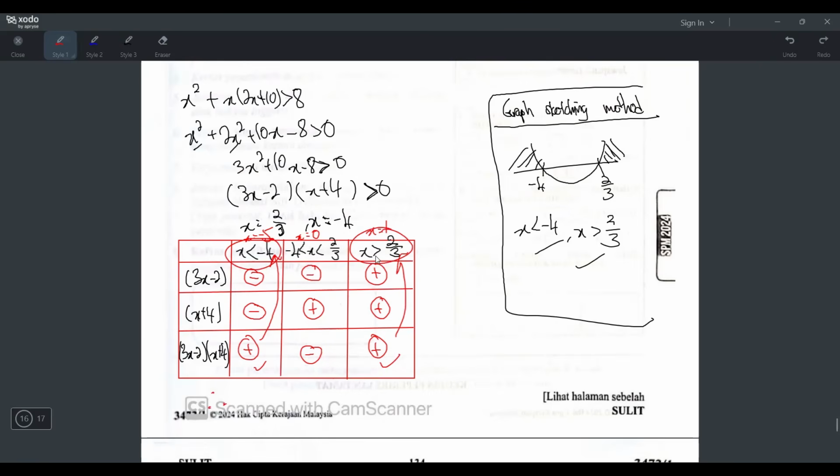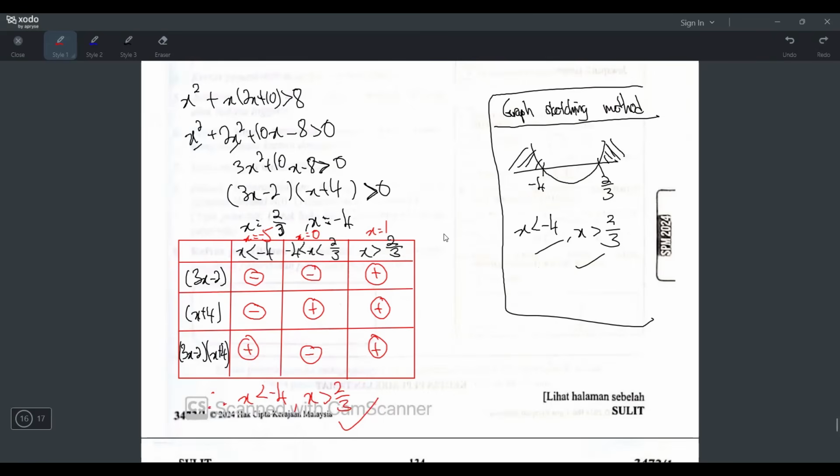You remember at first I wrote all the possible answers here, right? So now that I already found out the sign for every box, and I know it's positive, that means your answer is at the outside, at the top here. So the answer is x smaller than negative 4 or x bigger than 2 over 3. And this is how you get the full mark for table method. And you can see the answer is same with the graph sketching method.